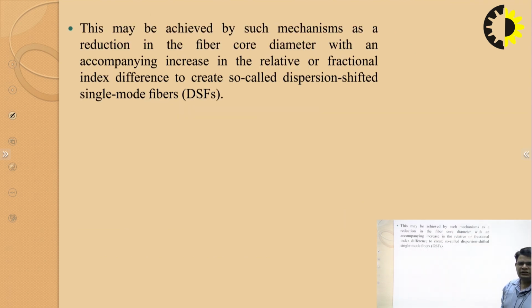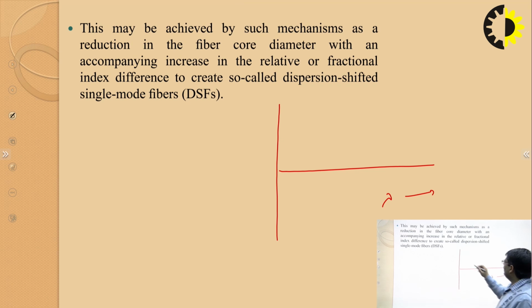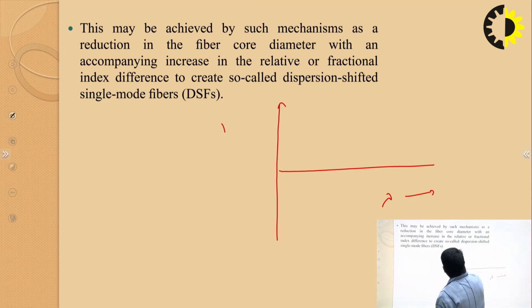Let's see with the help of characteristics how we can do that. This is the dispersion response for a single mode fiber. Let's say in this direction we have the wavelength, and here we have the dispersion.